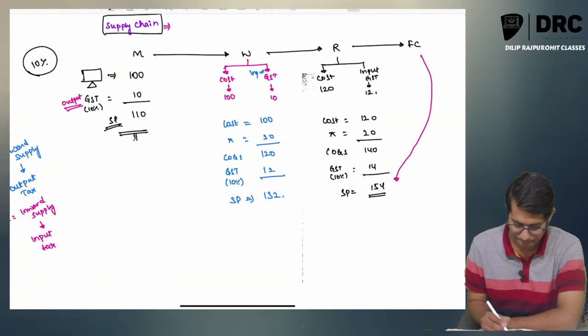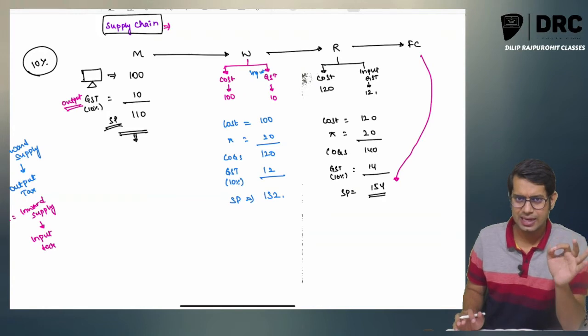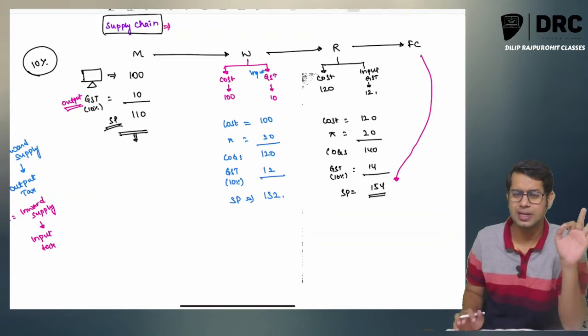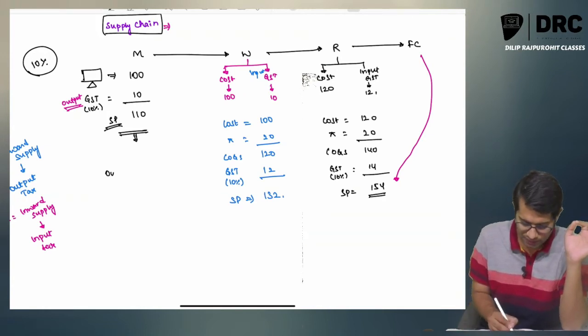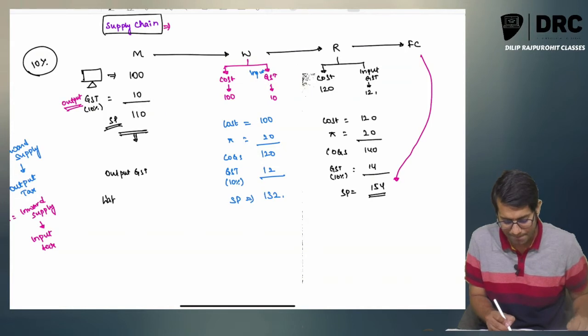Now the wholesaler is required to pay some tax amount to the government. The tax which is collected by the wholesaler on his sales is called as output GST. So he is liable to pay.